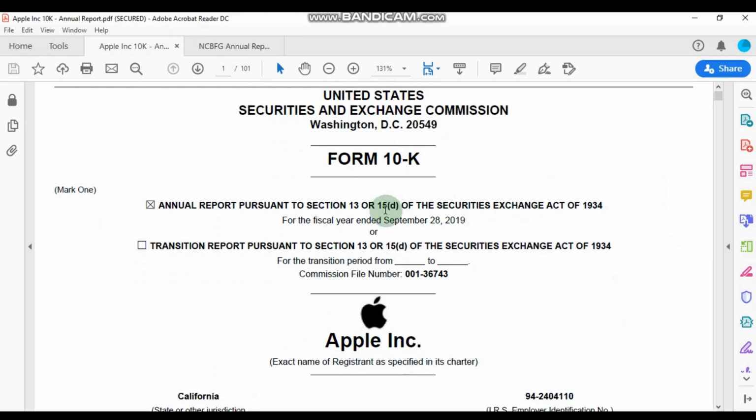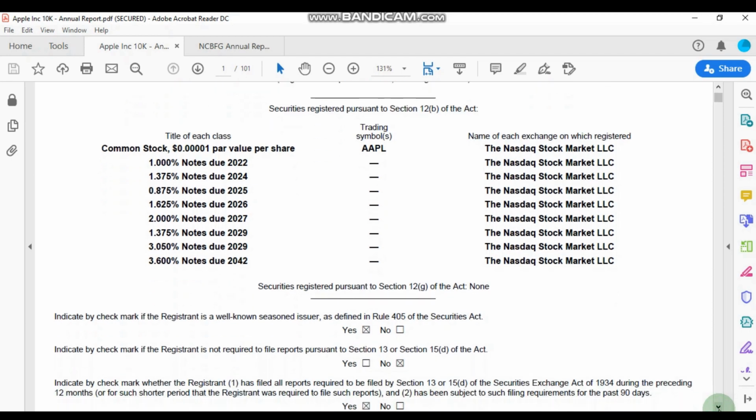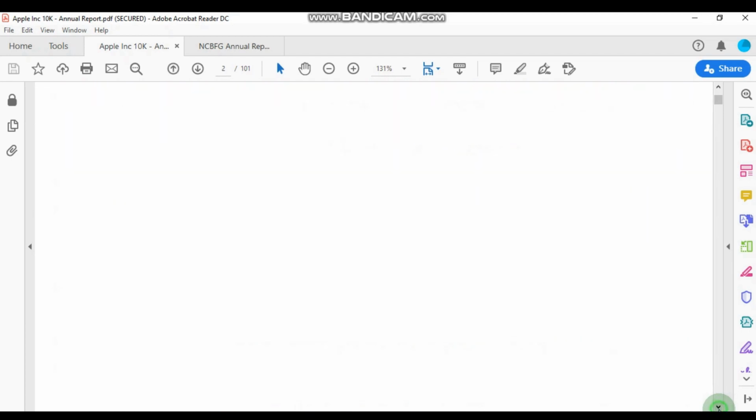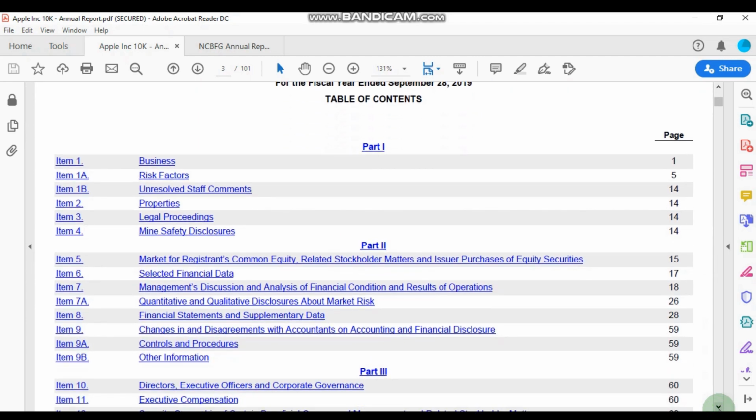Alright, so here we have Apple Inc.'s 10K, or their annual report for the period ended September 28th, 2019. Remember I said earlier that when we use the annual report, what we're looking for is the earnings per share number, and that would be found in the income statement, which is among the audited financial statements. So I'm going to scroll down through this document to locate the financial statements.